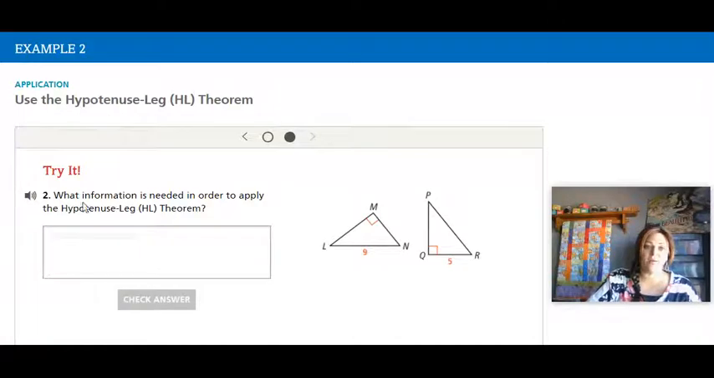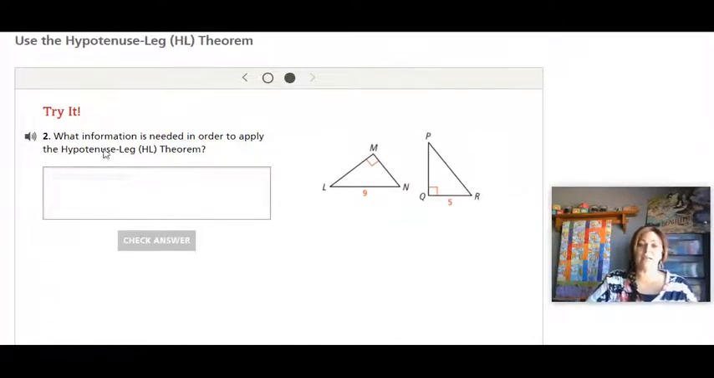Let's try it. What information is needed in order to apply HL? So you have that this hypotenuse is 9. You don't have anything here. You have that this leg is 5, but you don't have anything measured or marked on this triangle. But you do know they're both right triangles. So you need to say basically what's missing or what else do you need to prove those triangles are congruent by HL.